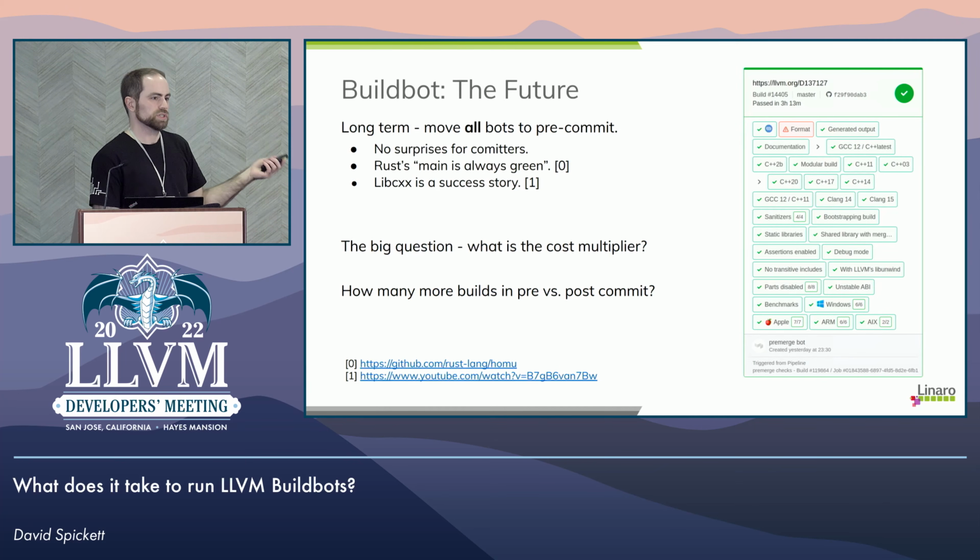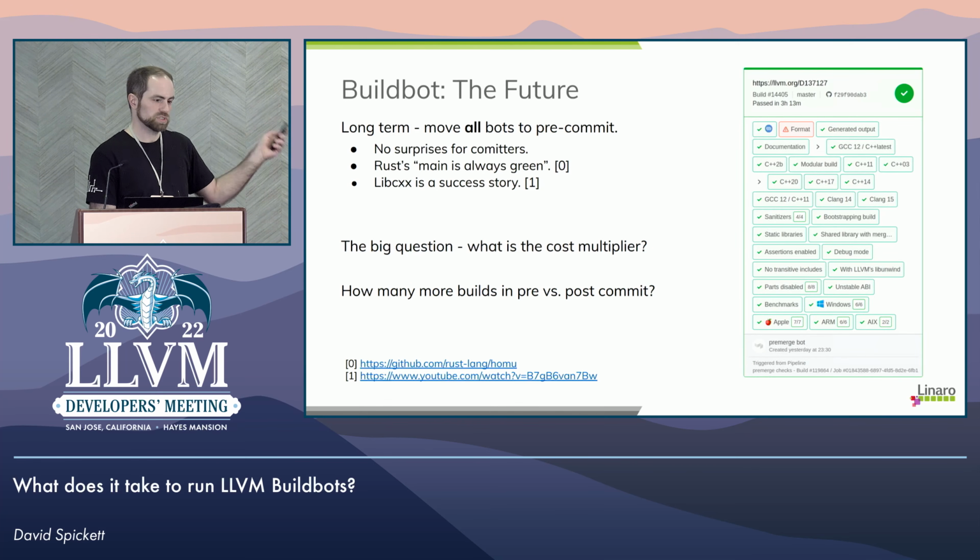This is very similar to Rust's model, where main is always green. For you to land a patch, it has to pass at least the tier 1 targets. And it sounds like a big model change, but libc++ has already done this. That's on the right. And since they've switched, Linaro has had to do absolutely zero maintenance on that stuff. The community has done it all. We just provide the machines.